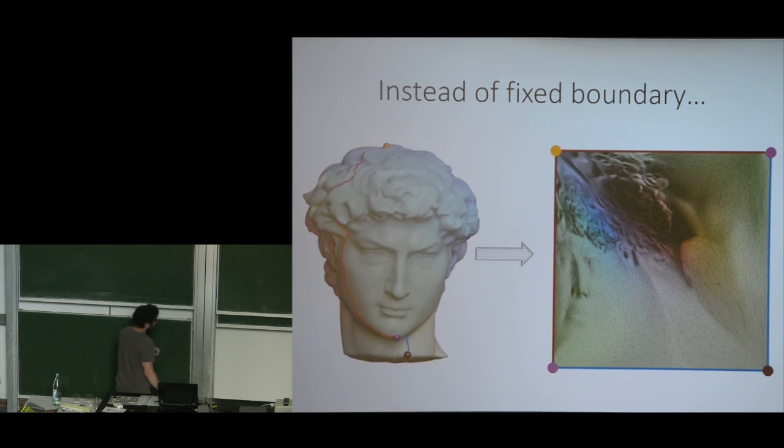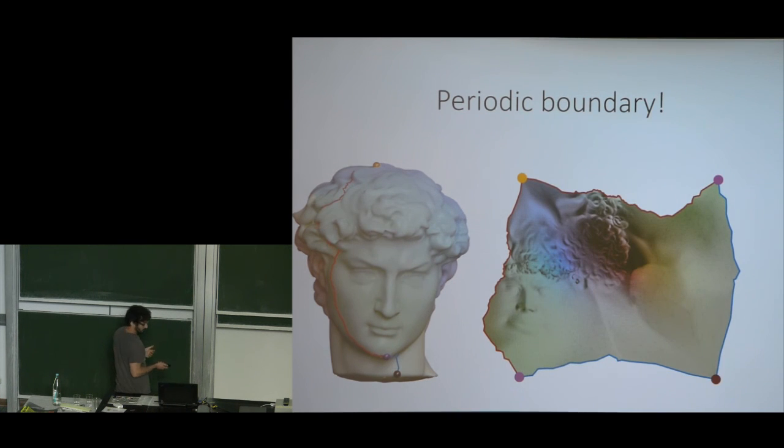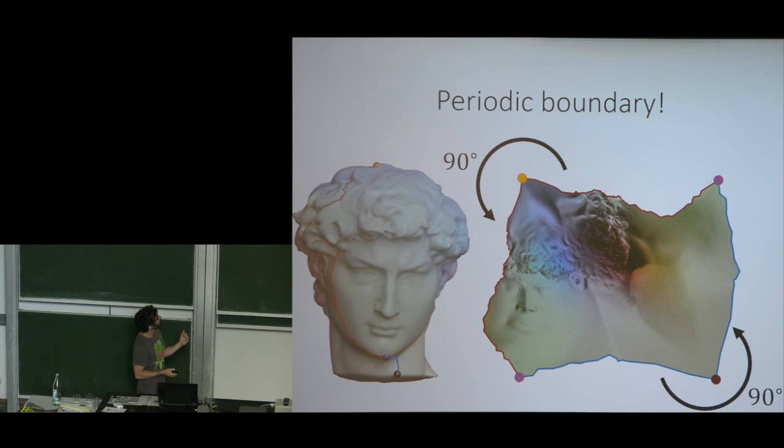So an idea that's maybe more fitting is, instead of using a fixed boundary, using a periodic boundary. What I mean by periodic boundary is very simple. All we need to do is to ensure that the two sides of each cut are related by 90 degree rotations, for instance. So if we take some point v_i on the cut, as I said, when I cut the mesh open, I duplicate it into two points on the two sides of the cut, phi_i and phi_i prime. And now we require that these two points are related by a 90 degree rotation around this yellow corner point.